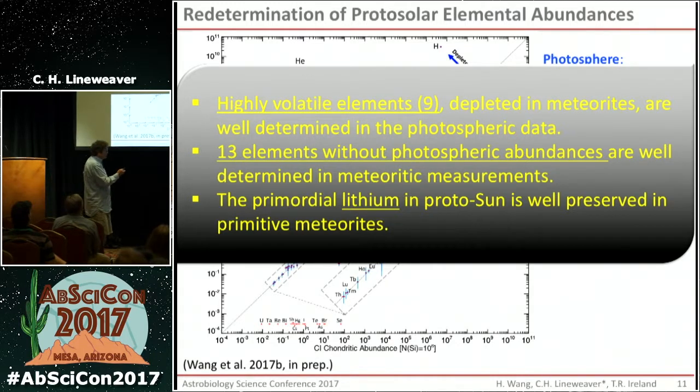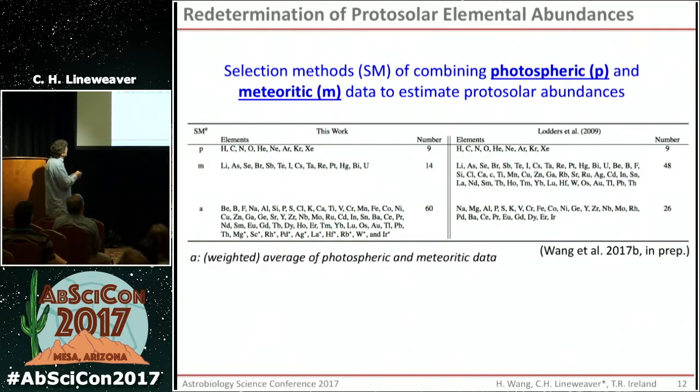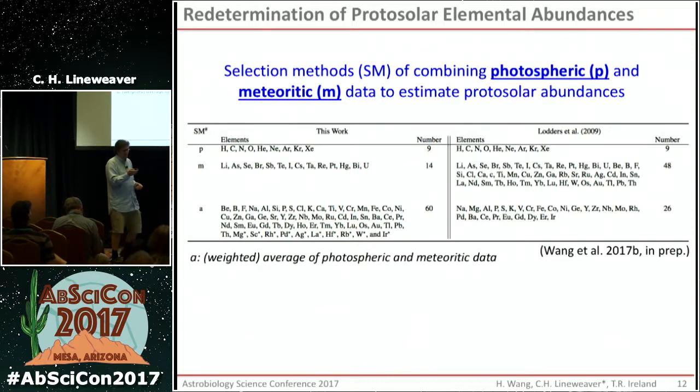And so the whole idea is, how do you combine photosphere with CI measurements to make the best measurements for the sun? That's what we did, and here's our method. Now, Lodders 2009 did something very similar. Here's how she divided up those elements and combined them. Here's how we did. These are the elements based only on the photosphere, and elements based only on meteorites. Lodders loves meteorites, so she put most of them here. But we averaged them. This A stands for average. So we averaged all these elements because both photospheric and meteoritic abundances are available for those elements.